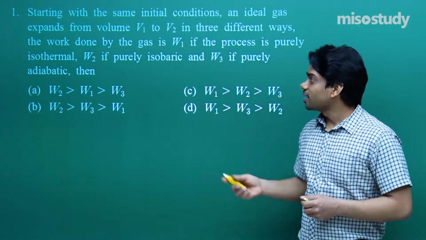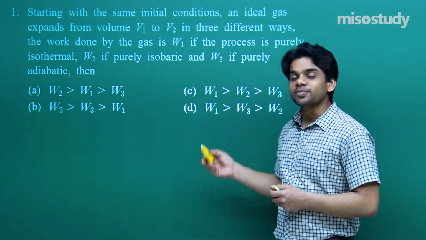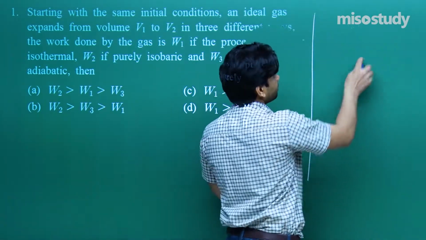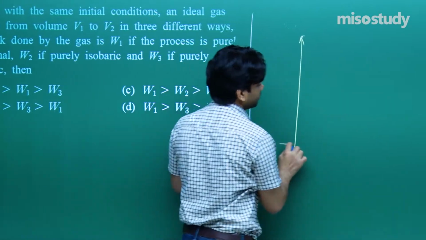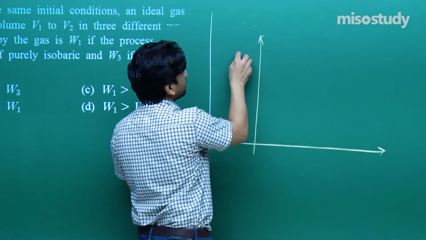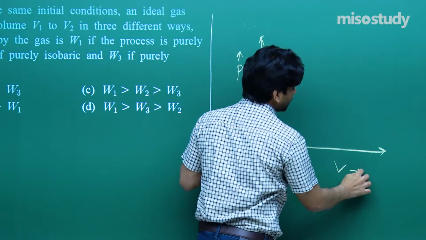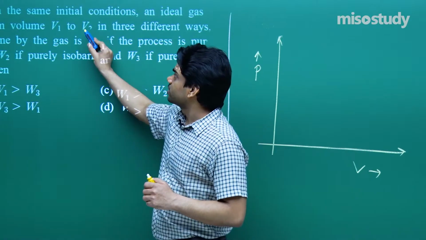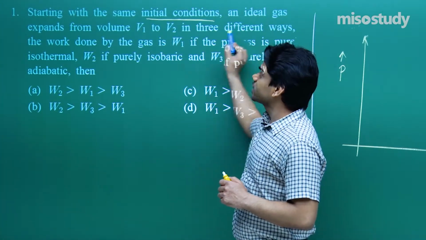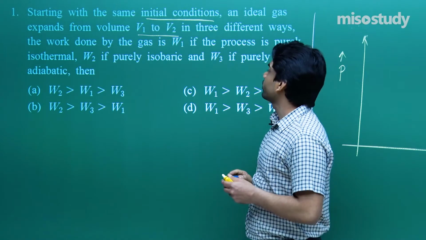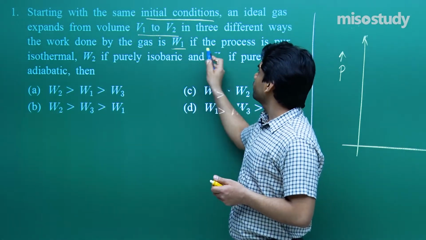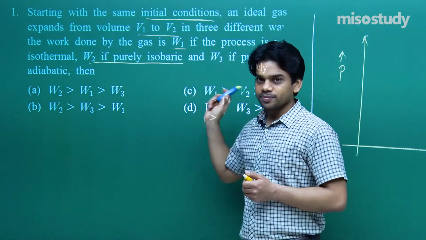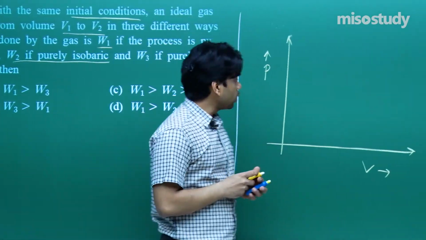Now in this case, how to find out the work done? In a very simple method, we can use the PV curve relation. This is pressure given here, this is volume that's mentioned here. See, its volume is changing from V1 to V2, starting with the same initial conditions, so pressure will be the same. The work done by the gas is W1 if the process is purely isothermal, W2 if purely isobaric. So I will be commenting first on W2, purely isobaric.